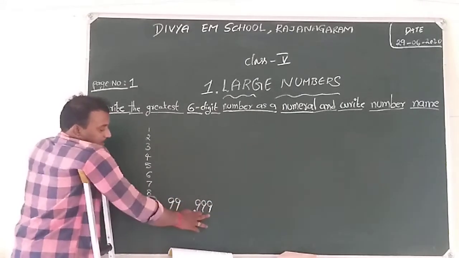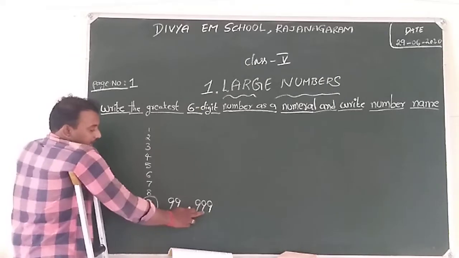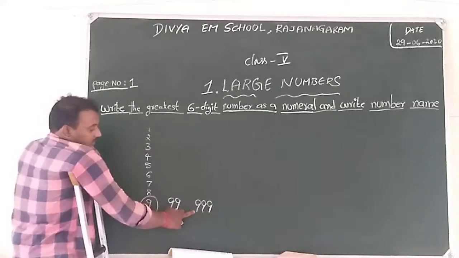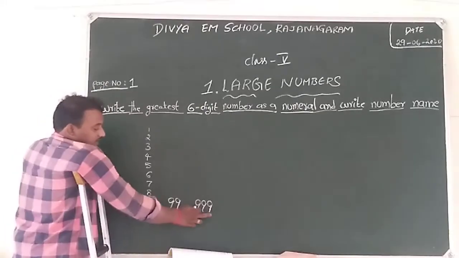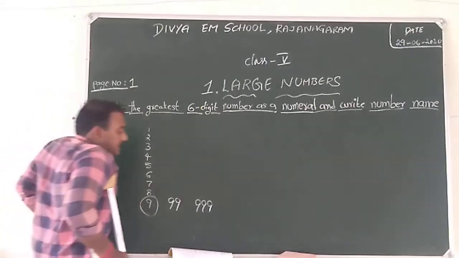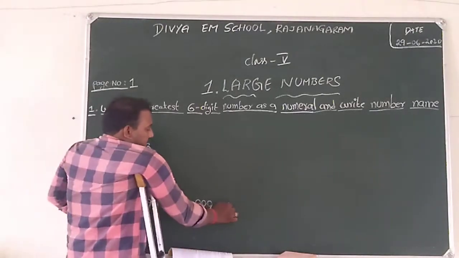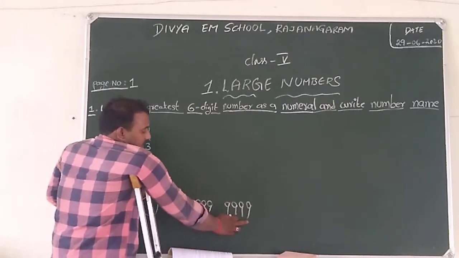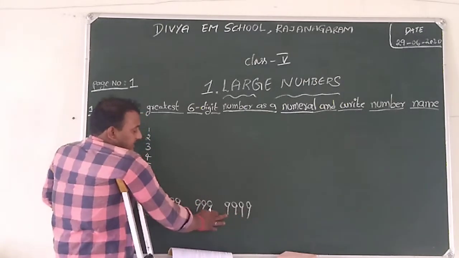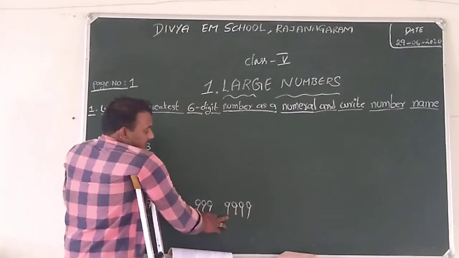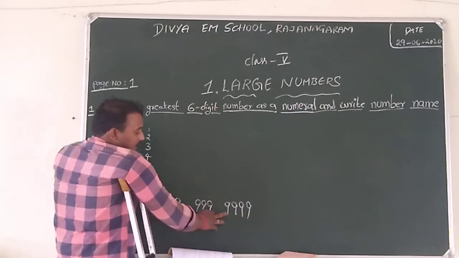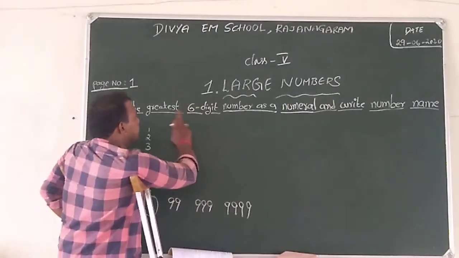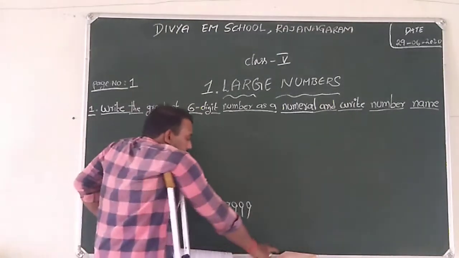The greatest 3-digit number is 999, because ones, tens, hundreds. Like this, the greatest 4-digit number is 9999, with ones, tens, hundreds and thousands. Like this, we can write the greatest six-digit number using nines.